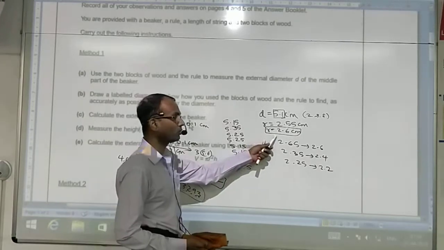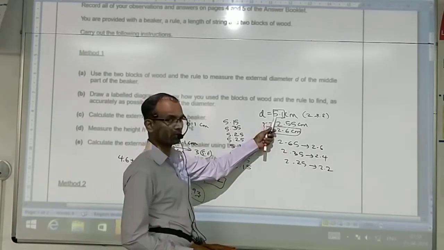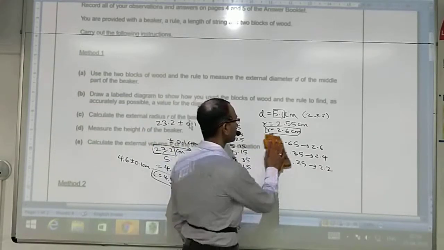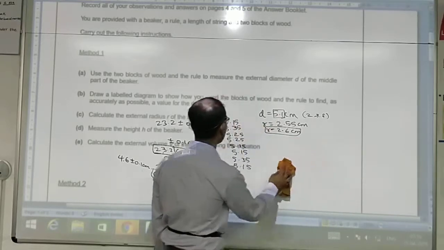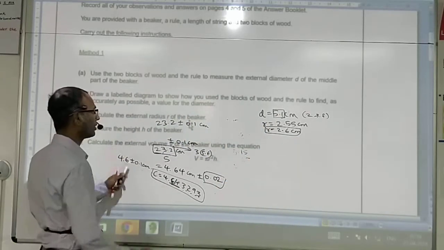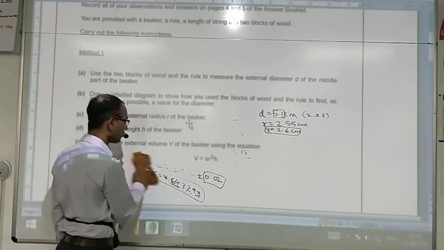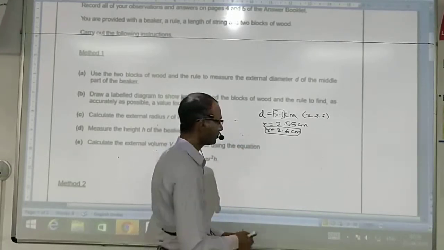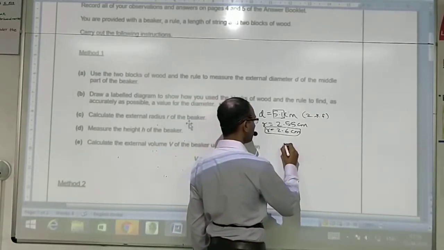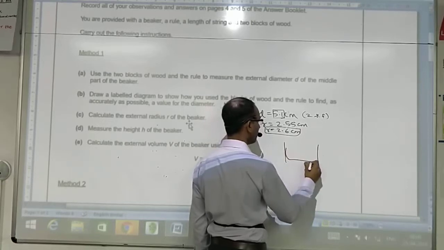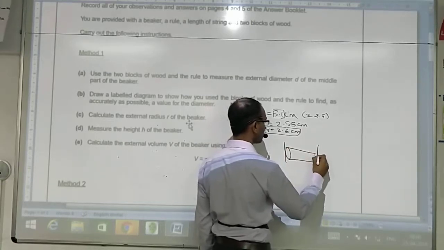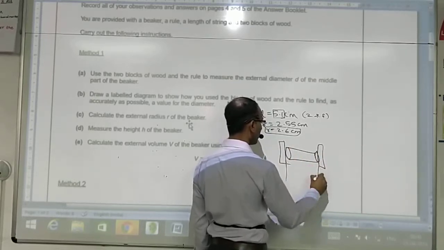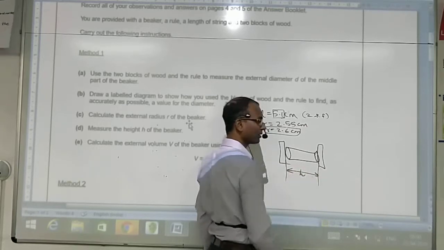So the radius should be reported as 2.6, because the diameter had 2 significant figures. Yes, since it is non-additive, the radius also has to be 2.6. Once you have the radius, what did they say? Measure the height of the beaker. Yes, sir. For that also you use the 2 blocks, the same kind of setup. Keep the 2 blocks like this and keep the beaker like this, and then you measure it. So this length you can measure as the height.